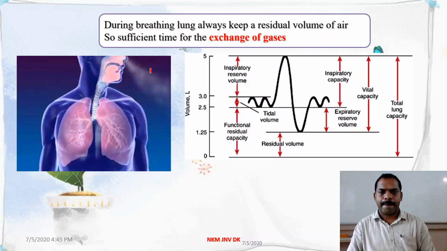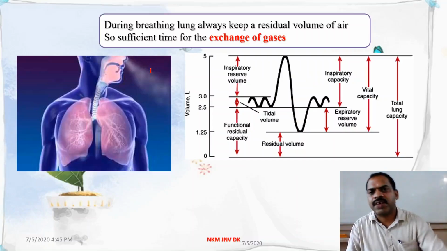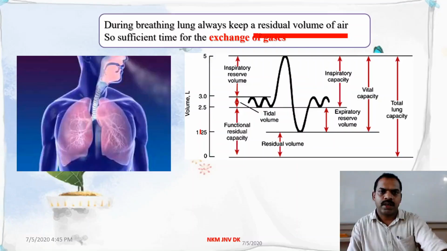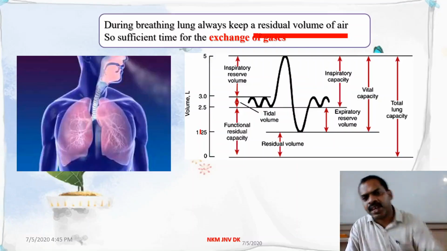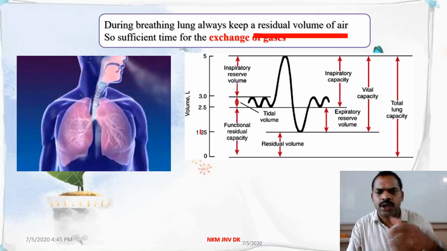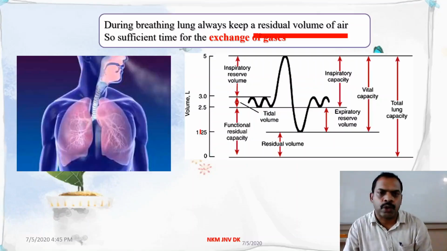Now, does our lung ever collapse? It never happens, because our lung always has a residual volume of air. What is the residual volume of air? The volume of air that always remains in the lungs even after a forceful expiration. So don't worry about this graphical representation. Those who are interested can go through it.